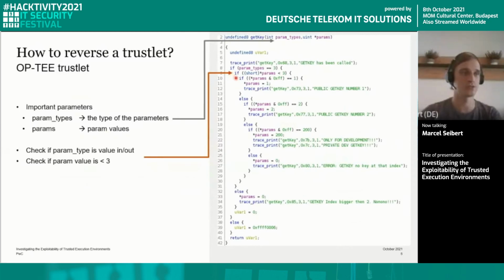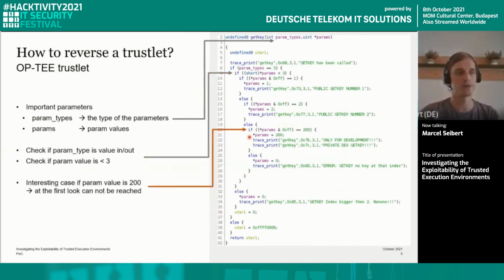So here, for example, we check if it's 1, we would get the public key number 1. Here we would check if it's 2, so we would get the public key number 2. And here we would check if it's 200. Okay, that seems strange, and we would get the private dev key. Okay, so that sounds interesting, but at first it looks like we can't reach this branch because we're checking here if it's smaller than 3, and after that we are checking if it's equal to 200. Okay, so that seems strange. Let's investigate further.